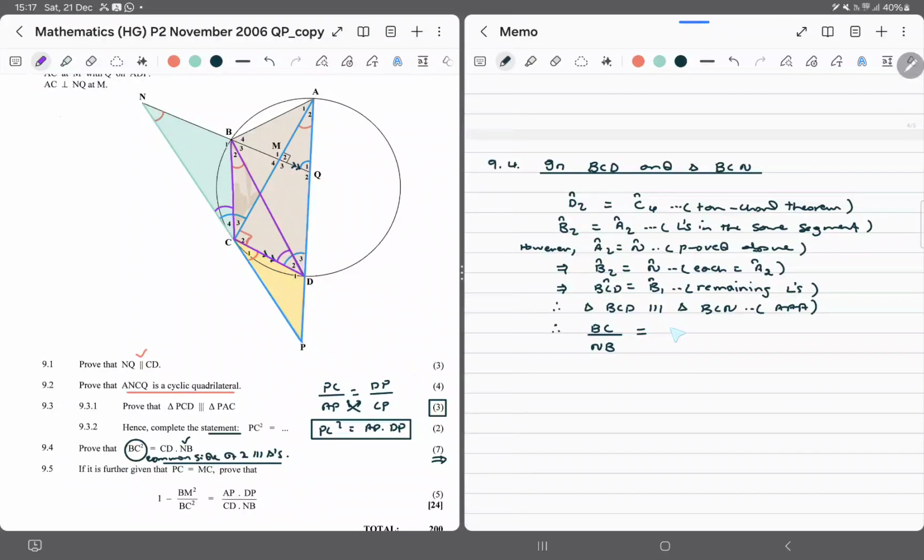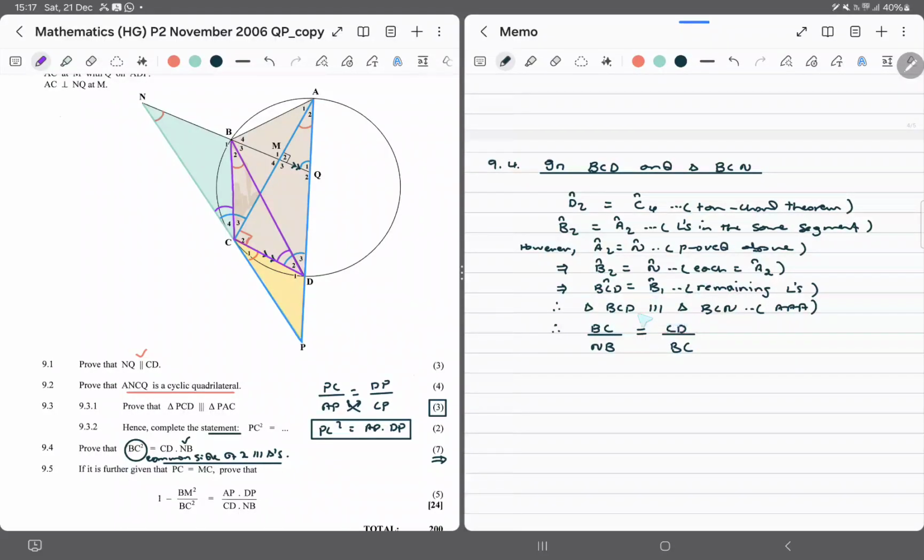CD is here, over. Now CD is opposite B2. We just proved B2 is equal to N, and the side opposite N is BC. Okay, so this is it.